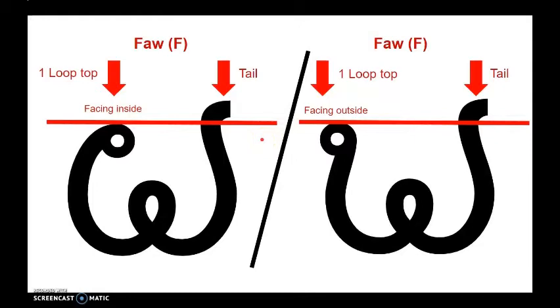Okay, so if you think of animal parts, the paw is not the tail, it's the leg, it's the foot. Okay, but if it has a tail, it's faw. If it does not have a tail, it's paw.